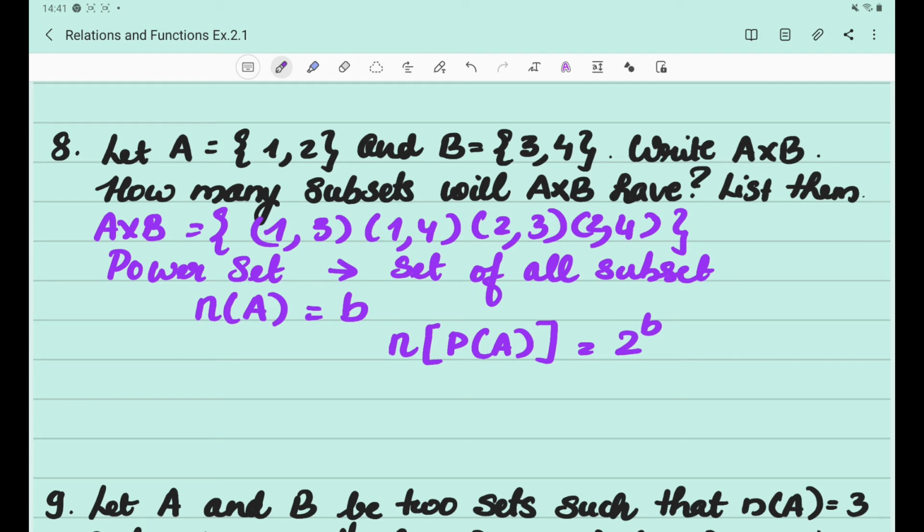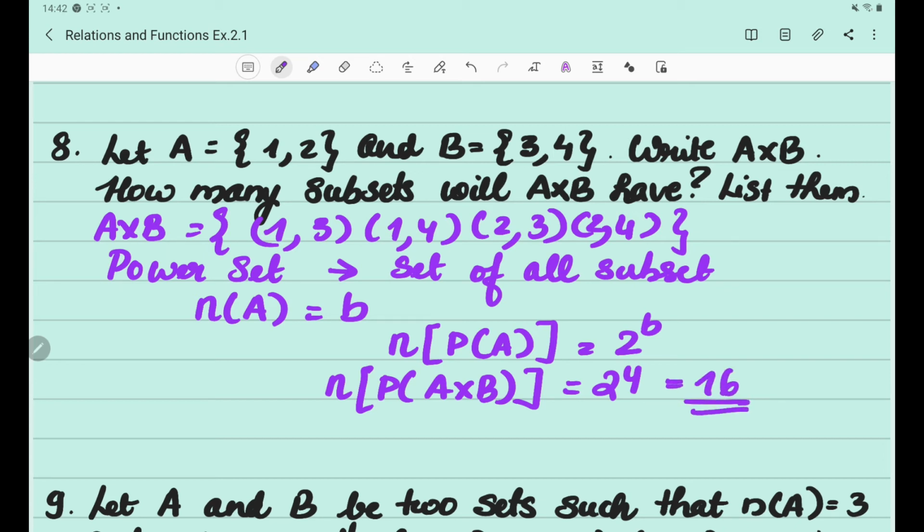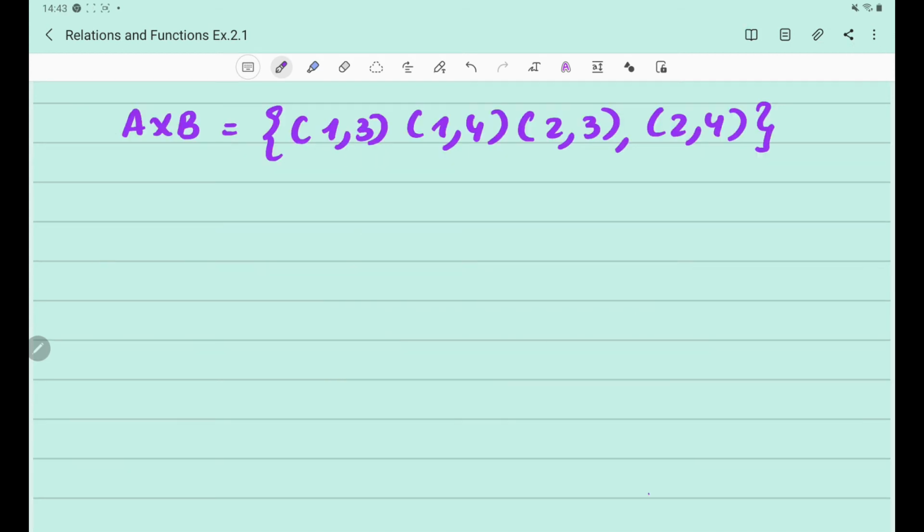Now we have to find the number of all power sets. So P of A cross B, we already know the count of it. What is this? 2 raised to 4, right? So what is 2 raised to 4? It is 16. So there are 16 elements in this set. Now let's find which are these subsets. So we have found the number of elements of A cross B, and also we have found the number of all subsets. That is, 16 subsets are possible. So what are the possible subsets?